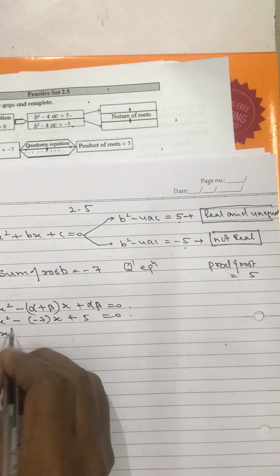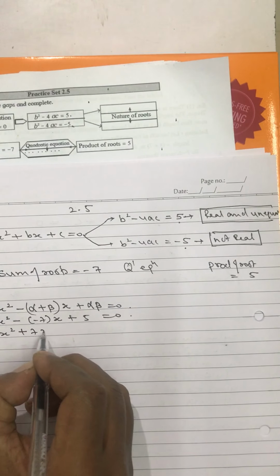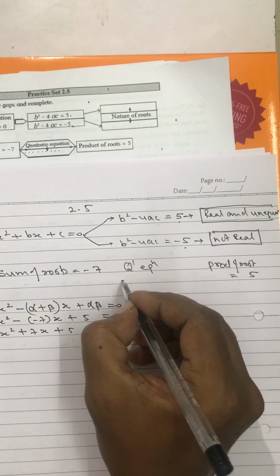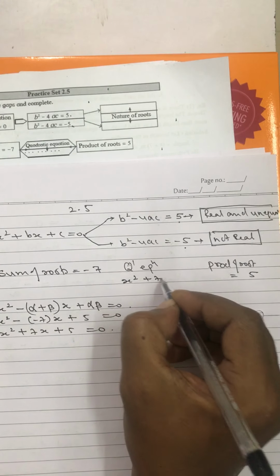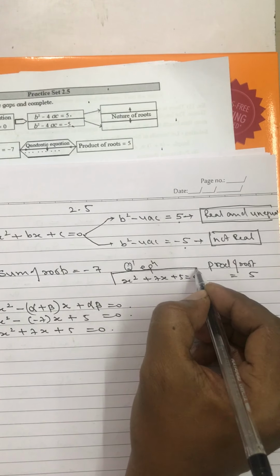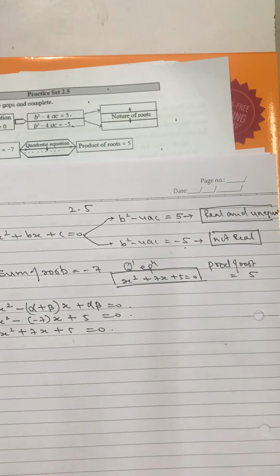Now if I solve this, x square minus minus 7x, that is plus 7x, plus 5 is equal to 0. So the quadratic equation will be x square plus 7x plus 5 is equal to 0. This will be your quadratic equation. See this, I have got it like that. Okay.